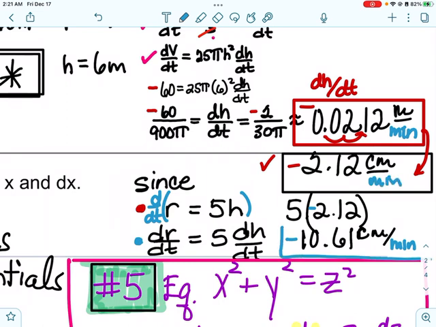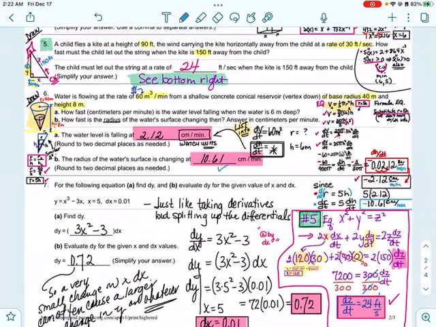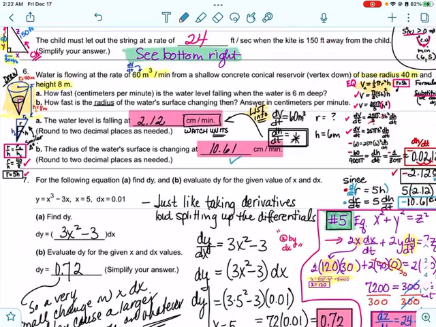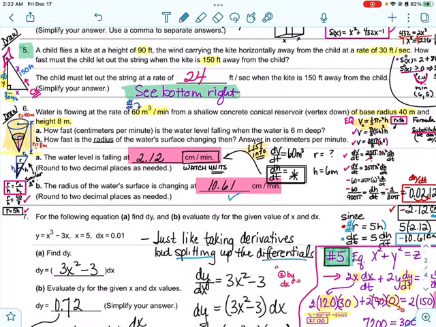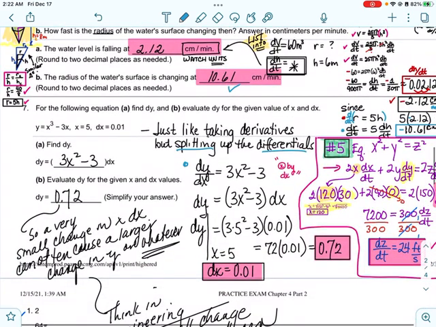All right. So one more problem to do. This one is just like taking derivatives, but splitting up the differentials is all that we're doing. For the following equation, find dy and evaluate. So we're focusing right here in the middle is where the work is. Try to ignore my writing there for a little bit.